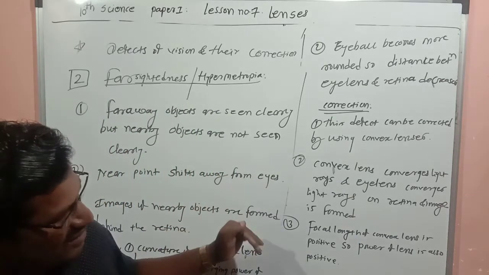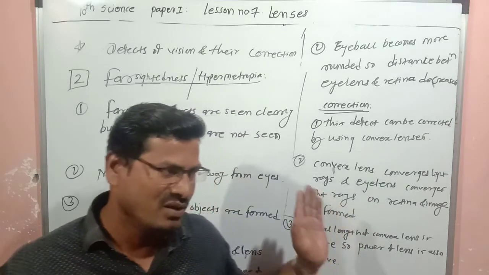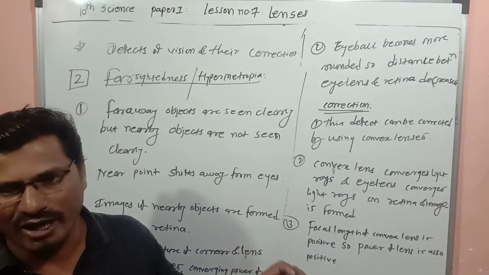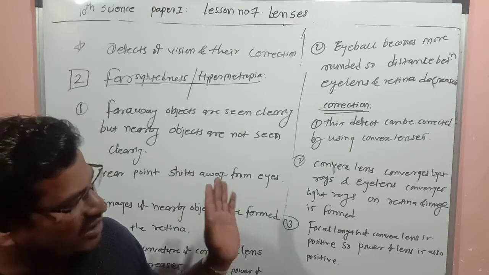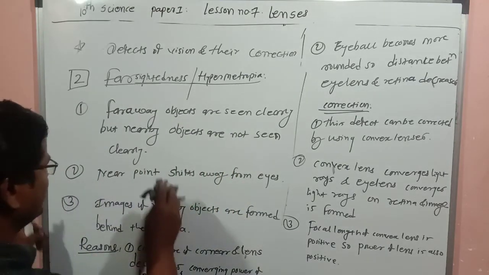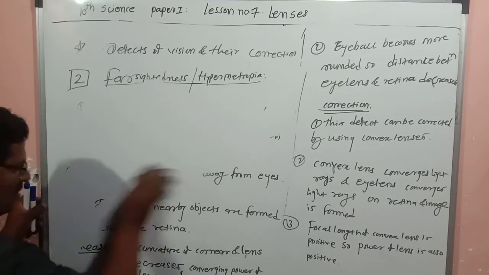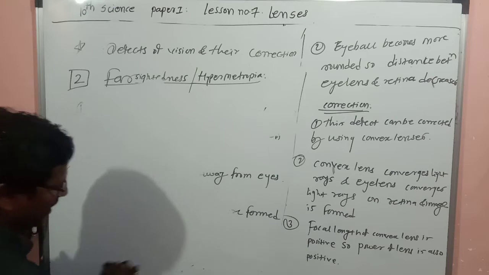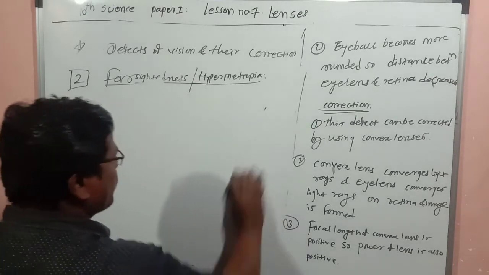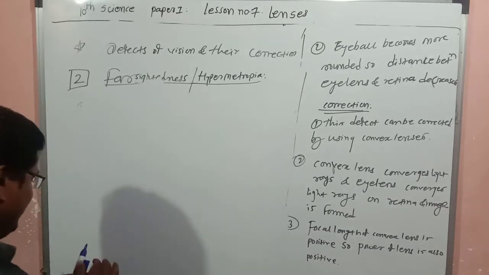So these are the points related to farsightedness or hypermetropia. Now we are going to draw diagrams about this. And what are the diagrams? First, we'll draw a diagram for a far object, and then the correction.